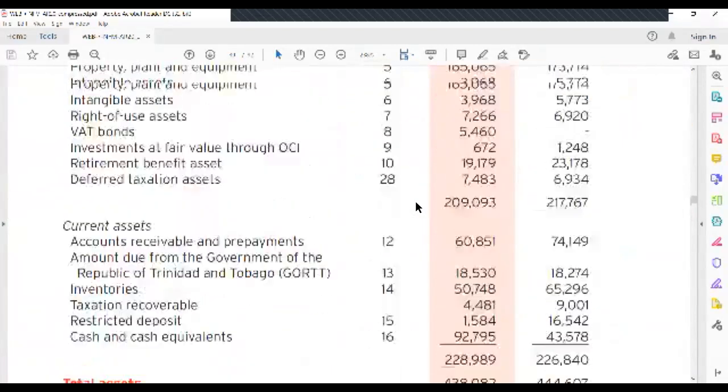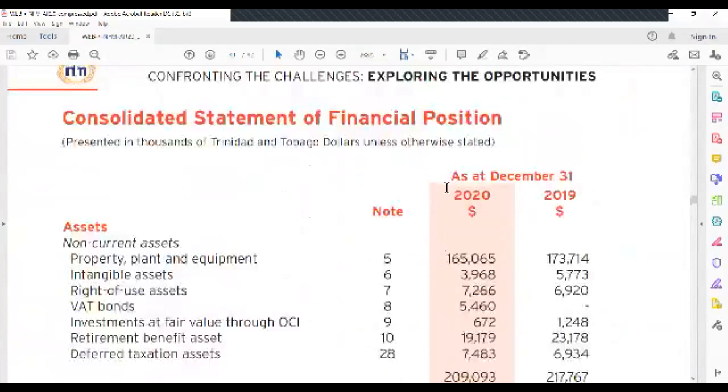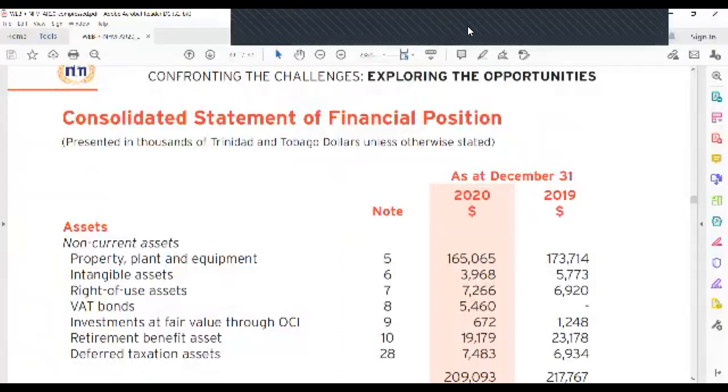The first statement we have here is the statement of financial position, or what we call the balance sheet. So let me go back to my slide.